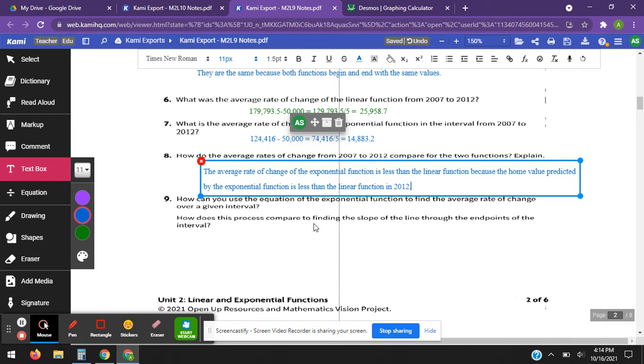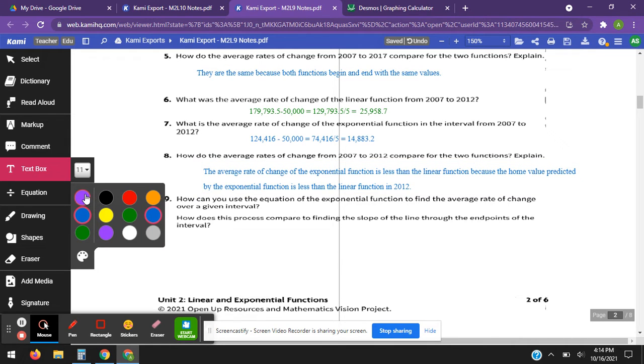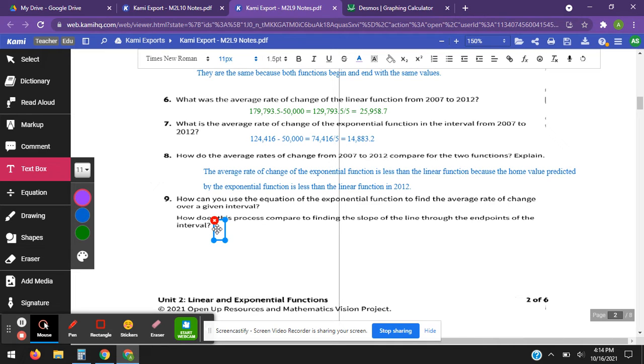Okay, so that rate of change is different depending on your points when you have an exponential function. Okay, so how can you use the equation for the exponential function to find the average rate of change over a given interval? How does this process compare to finding the slope of the line through the endpoints of the interval? So how do you use the equation of the exponential function to find the average rate of change over a given interval?